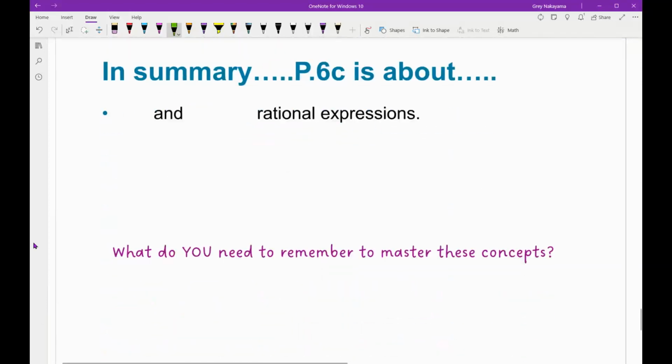I hope you remember what is most important about being able to add and subtract rational expressions.